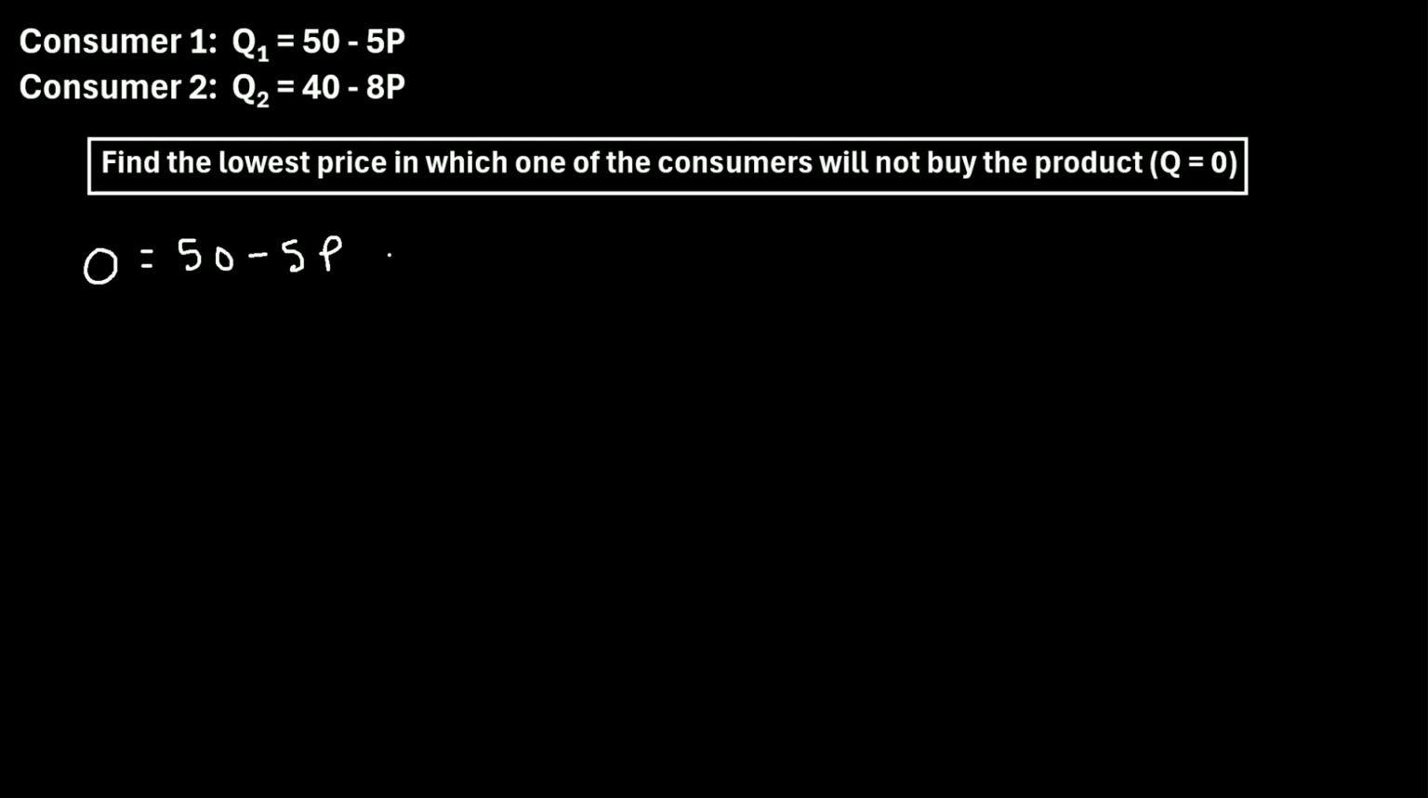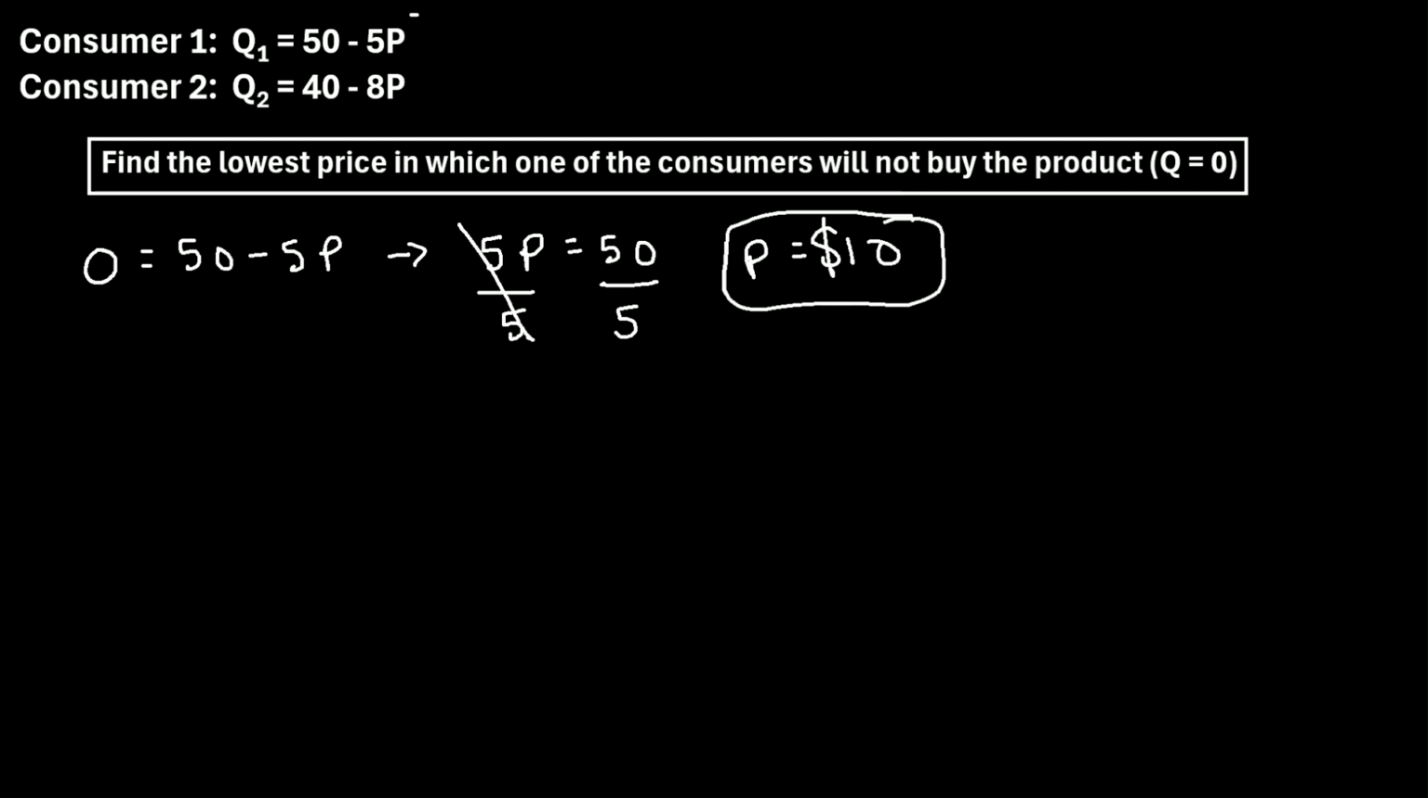If we add 5p to both sides, we find 5p is equal to 50. And to solve for p, we can divide both sides by 5. So the 5's cancel out on this side. We're left with p is equal to 50 divided by 5, which is 10. So at a price of $10, consumer 1 says, okay, I no longer have a demand for this good. In other words, my quantity demanded, Q1, is equal to 0.